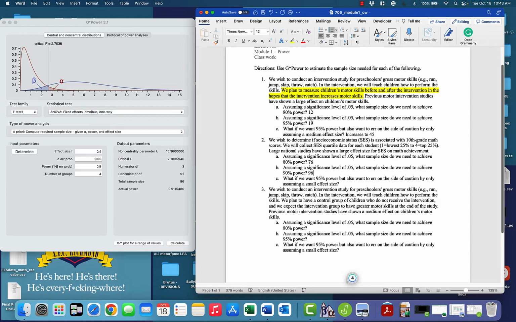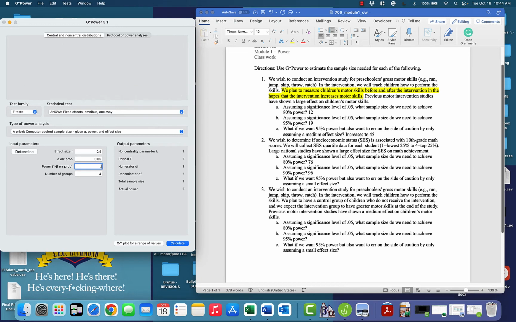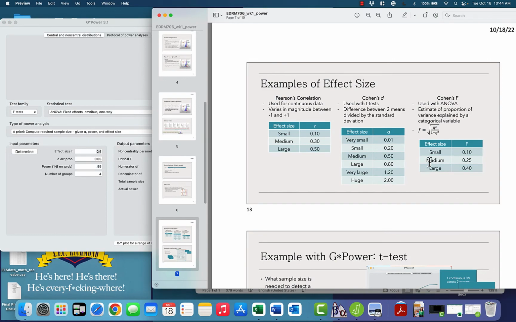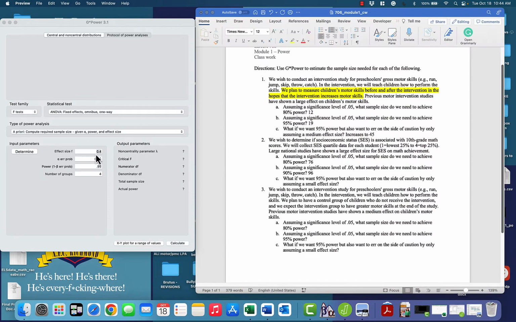But what if we want 95% power? So I'm going to change my power to 95%. And we want to err on the side of caution by only assuming a small effect size. So let's go back to the PowerPoint for a second. And we see a small effect size is 0.10. So if we change this effect size F to 0.10, what do you think is going to happen to our sample size?